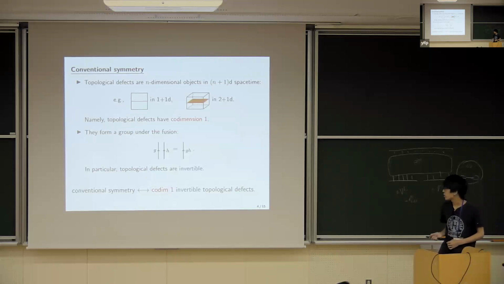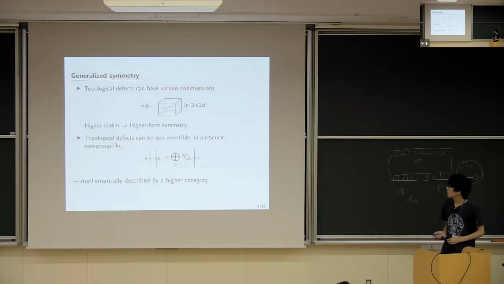But these conditions are not necessary in the definition of the symmetry, because the symmetry is defined by the algebraic structure of general topological defects. So we can just drop these conditions, and dropping these conditions leads to the notion of generalized symmetries. For generalized symmetry, the corresponding topological defects can have various codimensions. For example, we can think about one-dimensional topological lines in 2+1 dimensional spacetime, which have codimension 2. And the symmetry associated with such higher codimensional defects is called higher form symmetry. So this is one possible generalization of an ordinary symmetry.